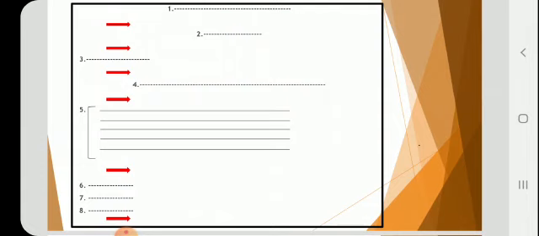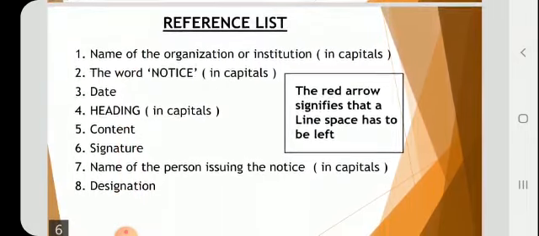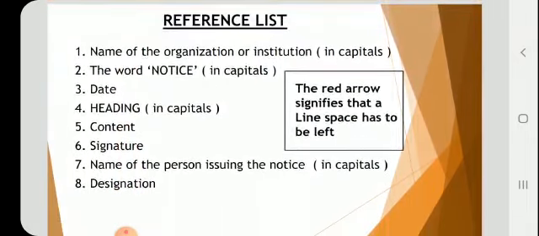Next comes the signature of the person writing the notice. Then on number 7, the name of the person writing the notice in capital letters, which will be followed by the designation of the person. And finally, put the notice in the box. I think you have got it. This is the reference list I have prepared and already explained.